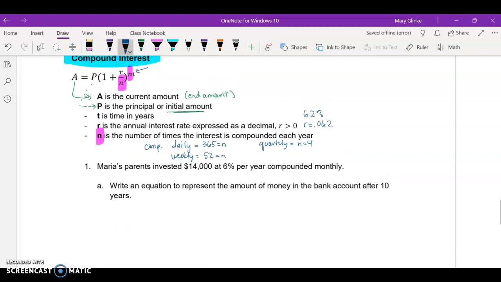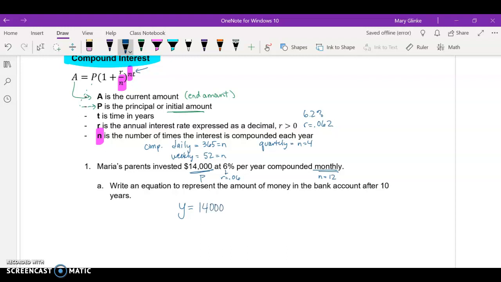So let's take a look at an example using the monthly. So we have $14,000 invested. That's your P value. 6% means your rate is 0.06. Compounded monthly. That's what tells us we're using this formula. There are 12 months in a year. We're going to figure out how much money, or first we want to write an equation to represent the amount of money in the bank.